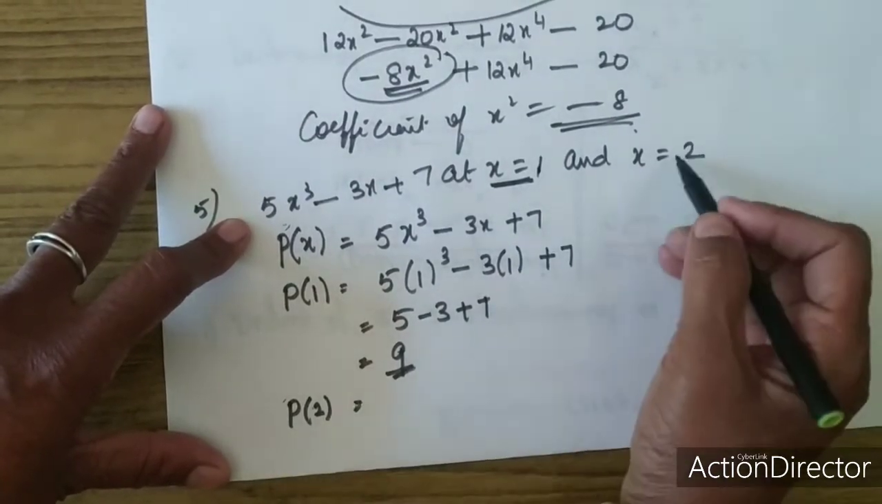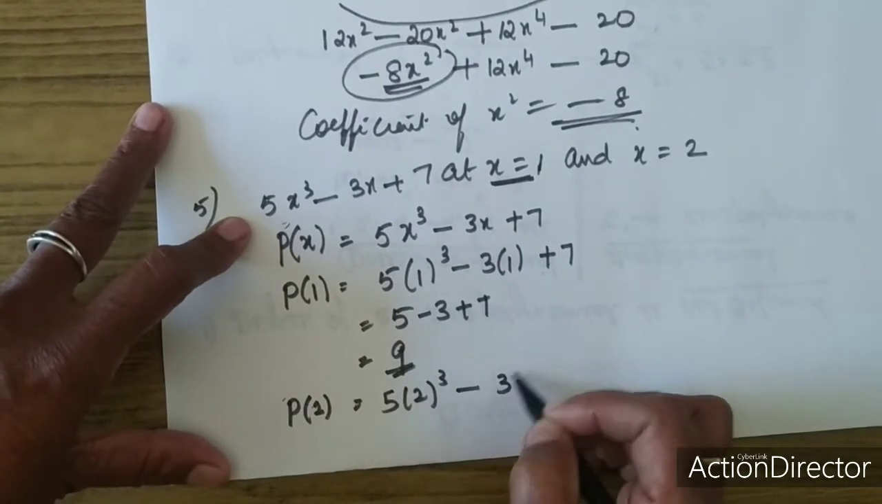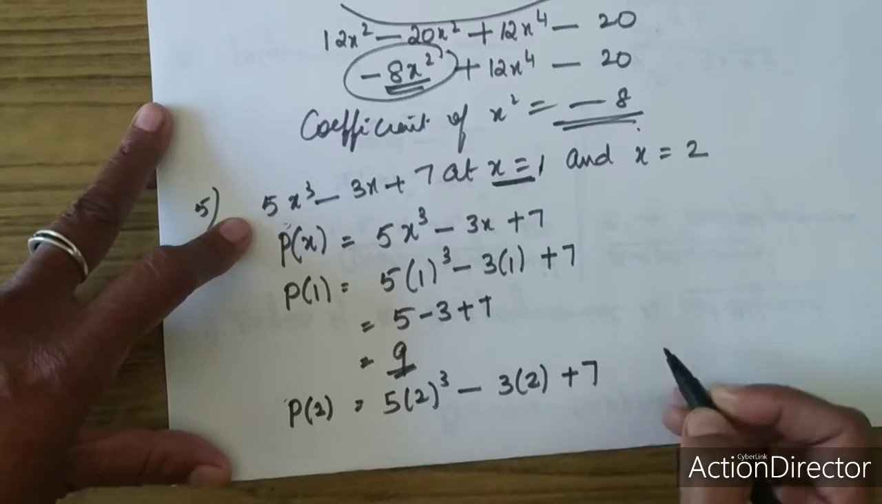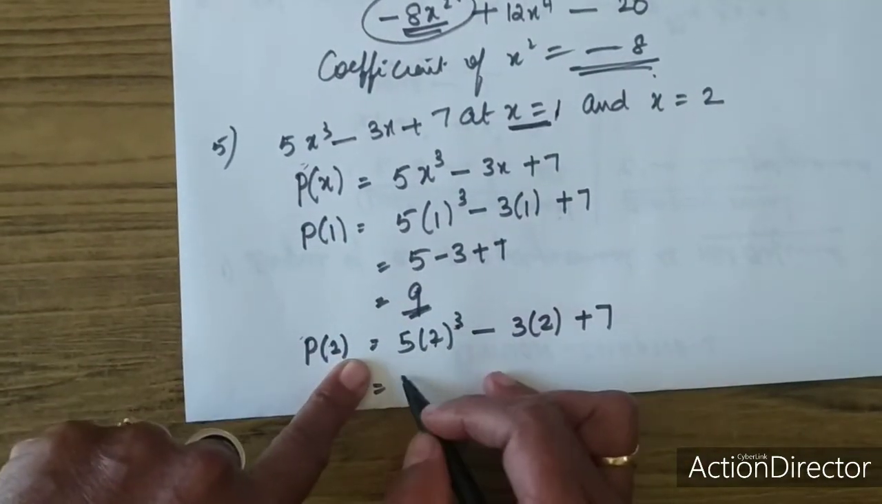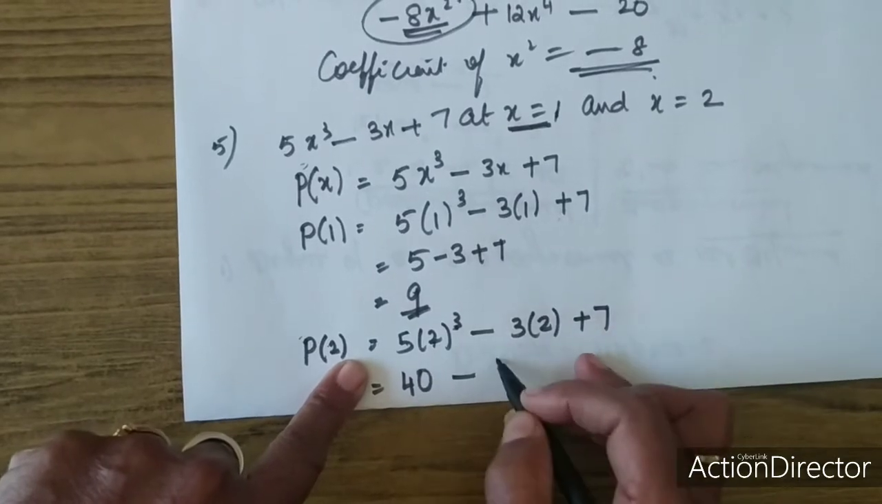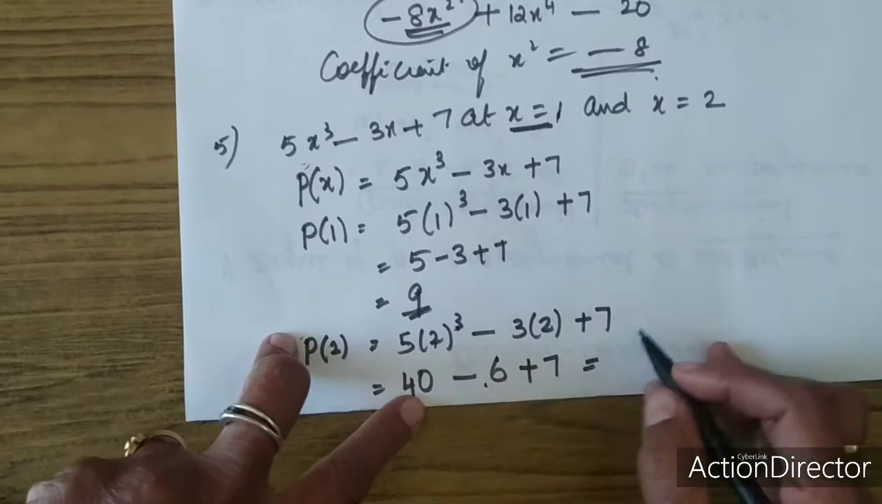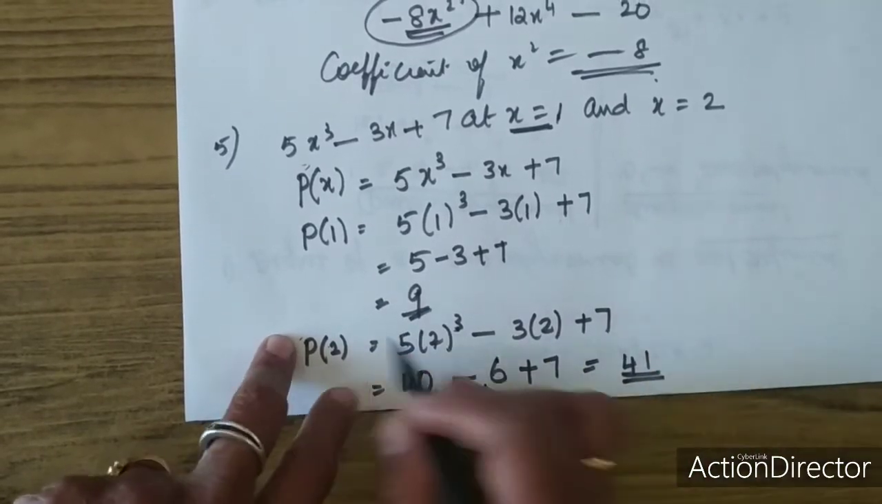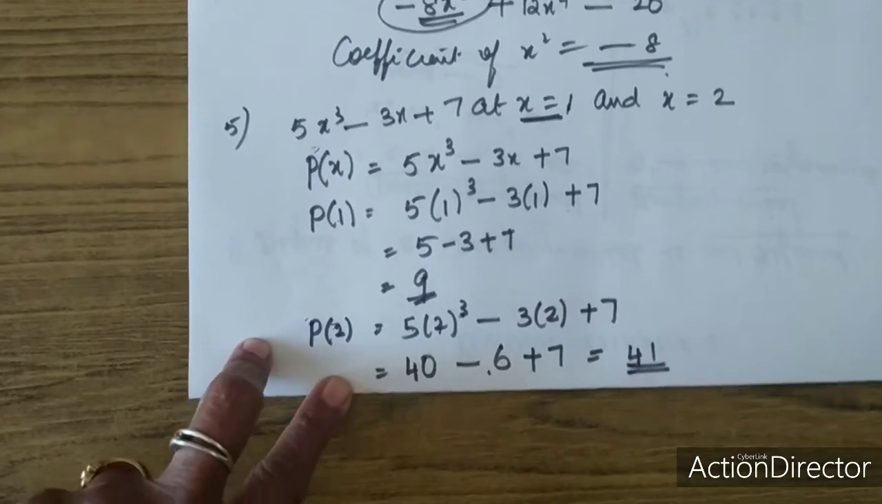That is, the value of x is 2. So 5 into 2 cube minus 3 into 2 plus 7. This is equal to, 2 cube is 8, 8 fives are 40, minus 3 twos are 6, plus 7. So 7 minus 6 is 1. So 40 plus 1 is 41. So we have found the value of p of 1 and p of 2.